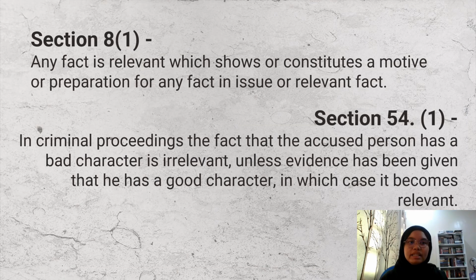Section 8 and Section 54 of the Evidence Act will be explained through the case of Lim Kong against Public Prosecutor. But first, let's look at Section 8 and Section 54. Section 8, Clause 1 provides that a fact is relevant as evidence if it shows motive, whereas Section 54 is about presenting bad character evidence, which is only relevant in certain circumstances laid down by the provision. Otherwise, it will be irrelevant.